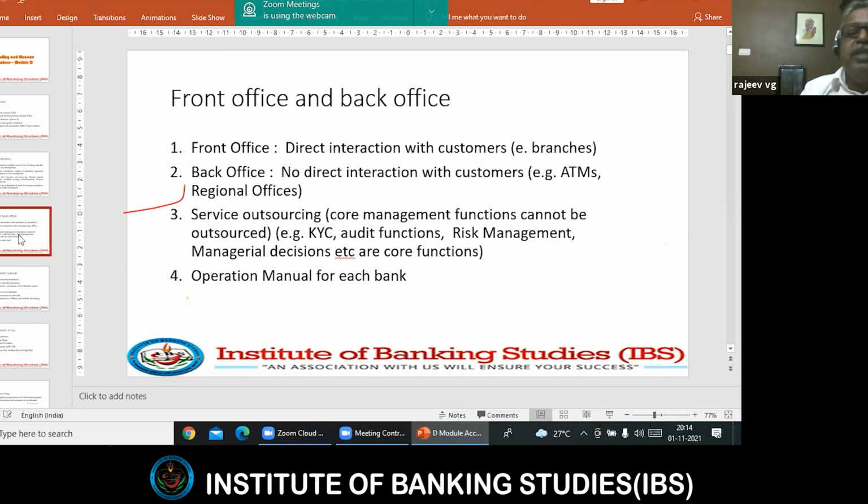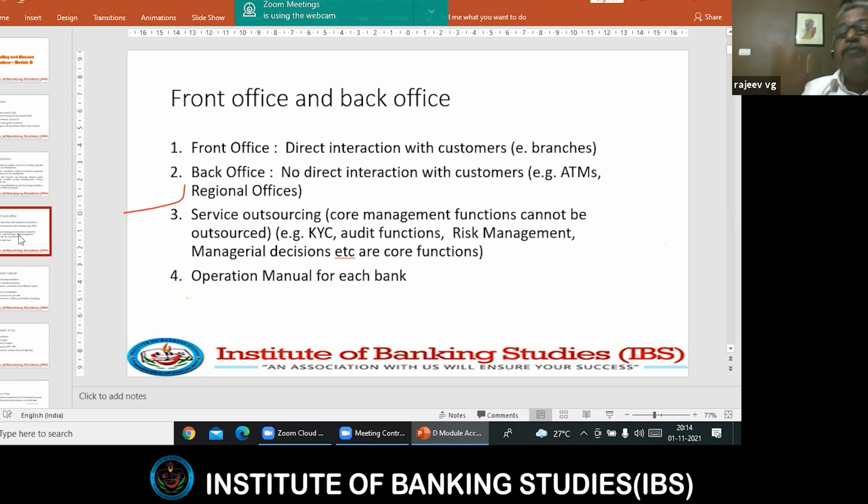Back office means the place where there won't be any interaction with the customers. Examples: ATMs will be there. No interaction, because that personal interaction will not be there in an ATM. ATMs, these are all machines. Then regional offices will be doing the administrative work, and your head office also will be doing the reconciliation or control aspects and all those things. So front office and back office.